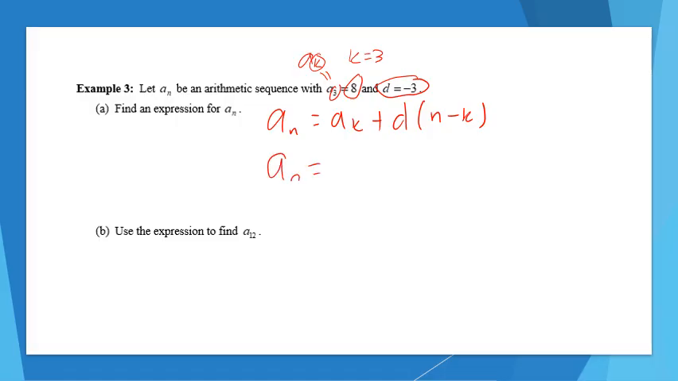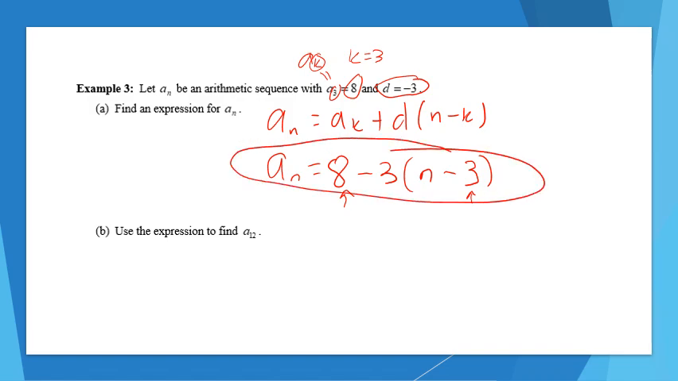A of n equals a of k, which is the number 8, minus 3, which is our common difference. So plus minus 3 is still just minus 3. And then here n, we'll leave n and a of n as is. And then minus k, which in this case, remember, k is 3. So make sure you do not put 8 here. You put 3, and make sure you put 8 here and not 3 for a of k. All right, this is our general expression, so that's the answer to part A.